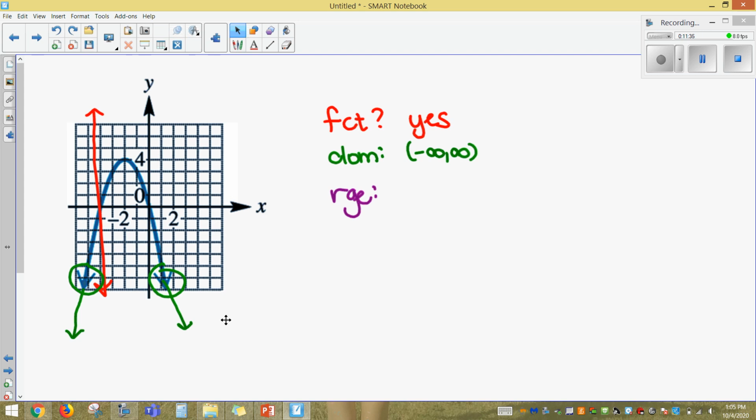For the range, we're looking for the lowest point of the graph, comma, the highest point in the y direction, and so the lowest point on the graph is -infinity because it continues down without ever stopping. The highest point on the graph is a y value of +4. Right here I have the y coordinate of +4.